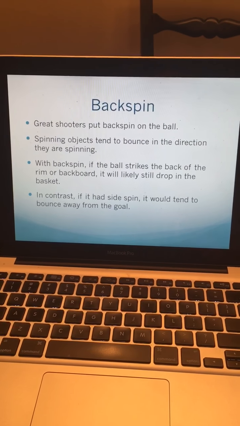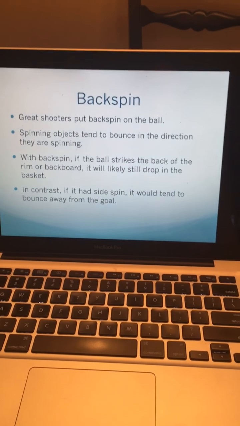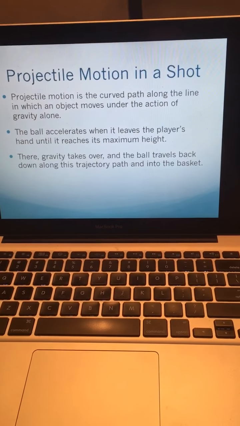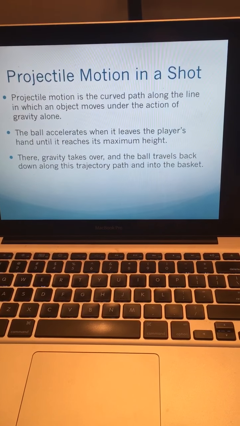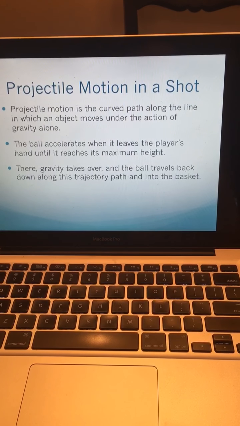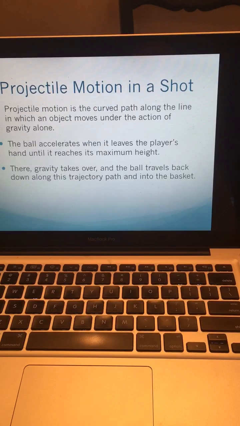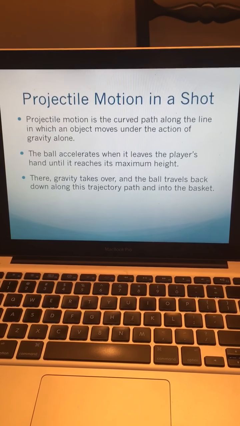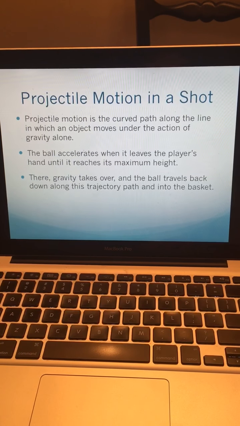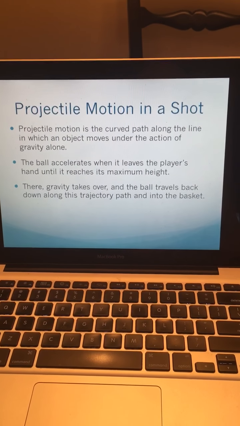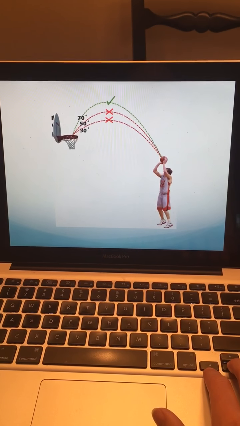Last, when discussing the physics of a shot in basketball, projectile motion is a key component. Projectile motion is the curved path along the line in which an object moves under the action of only gravity. As I mentioned above, the ball accelerates when leaving the player's hand, traveling at a specific speed and in a specific direction until it reaches its maximum height. There, gravity takes over, and the ball begins to travel back down along this trajectory path and into the basket.